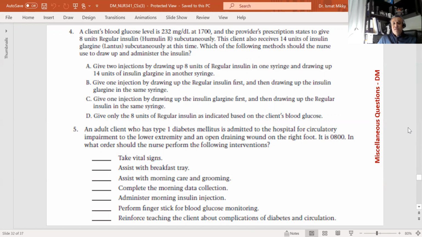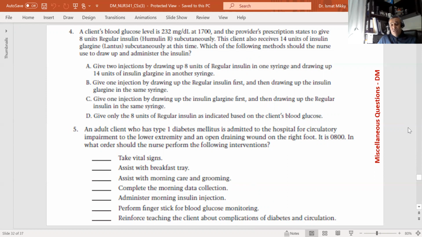Give 2 injections by drawing up 8 units of regular insulin in 1 syringe, measuring the 14 units of the glargine in another syringe. In one insulin syringe, you will draw the 8 units of regular insulin, and in a separate one, the 14 units of insulin glargine. So you give two separate sub-Q injections.